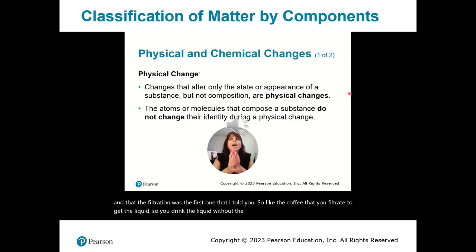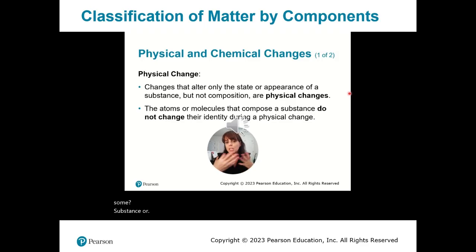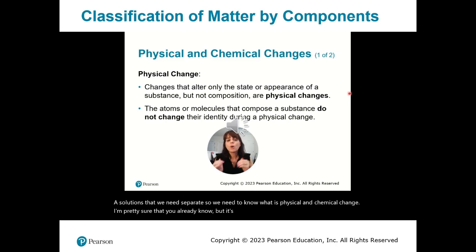And also very important, besides understanding what a mixture is, what a pure substance is, and how we are going to separate some substances or solutions that we need to separate, we need to know what physical and chemical change are. I'm pretty sure that you already know, but it's really good to go over a little bit. So physical change is the change that alters only the state or appearance of a substance, but not the composition.